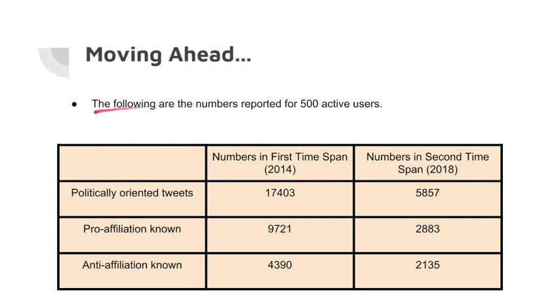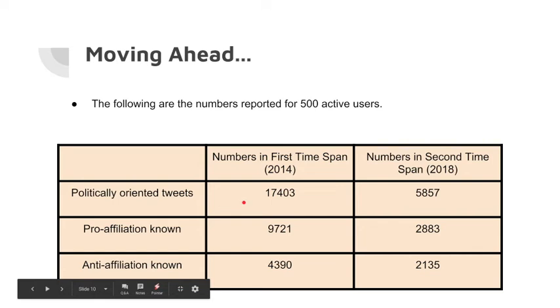The following are the numbers reported for 500 active users. This was for 100 and this is for 500. We took a larger set for it. These are time consuming tasks, because the data set for 2014 is available, but the data set for 2018 is not. So we had to query using Twitter APIs to get the 2018 data, which is quite a time-taking task. The politically oriented tweets were 17403 in 2014 and 5857 in 2018.